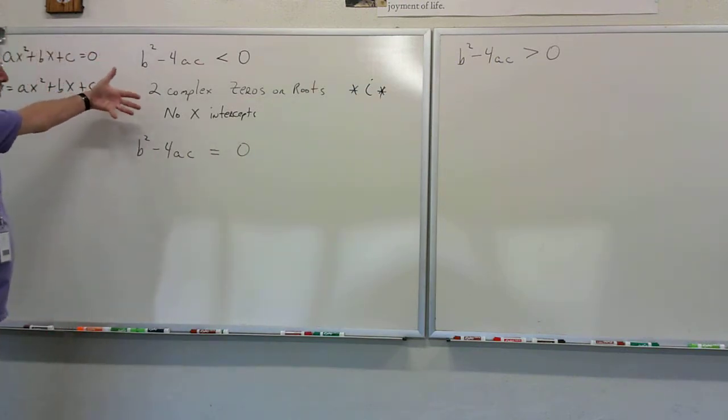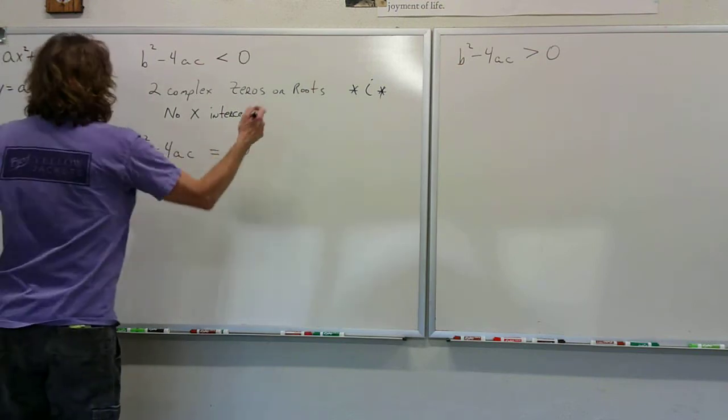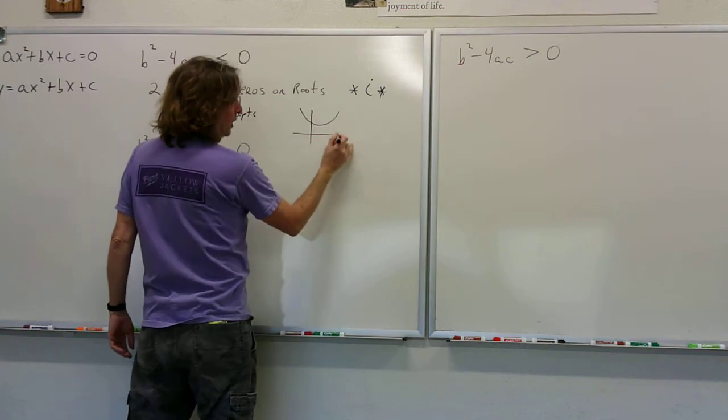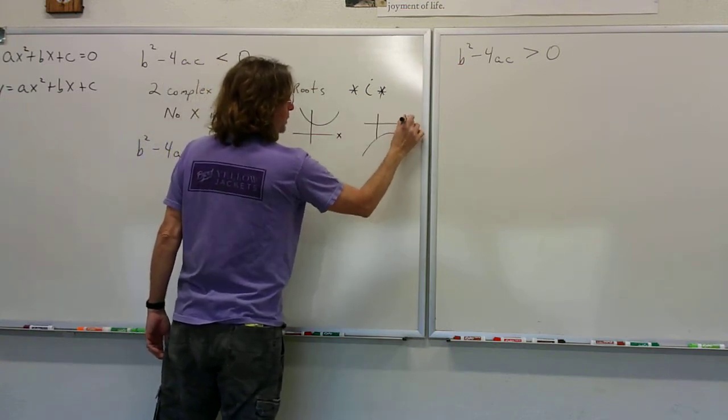You get a negative, there's no x-intercept, which is key to know, because that means the graph is either going to be like this, where it doesn't cross the x-axis, or it's going to be like this, and it doesn't cross the x-axis.